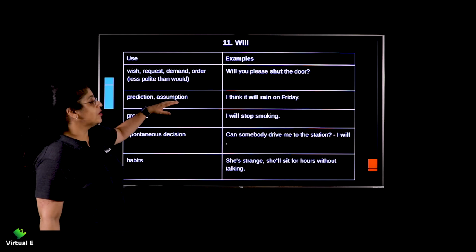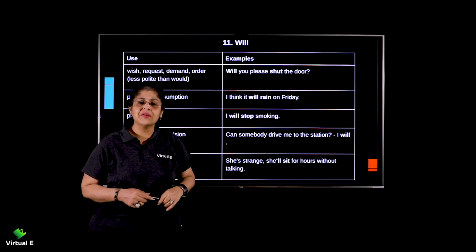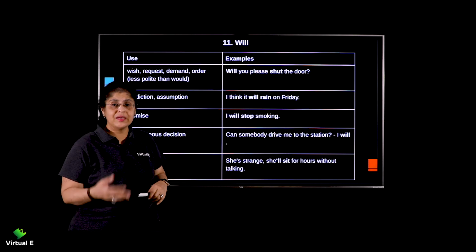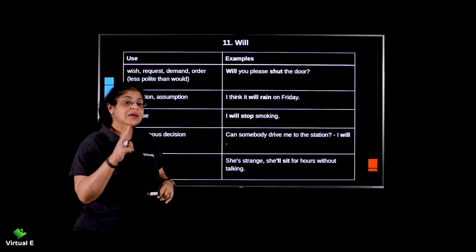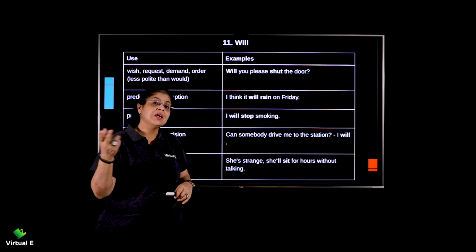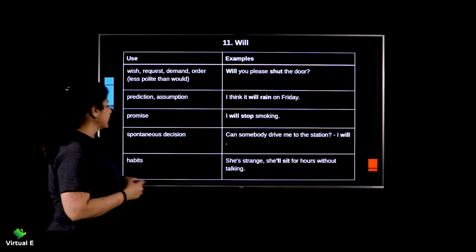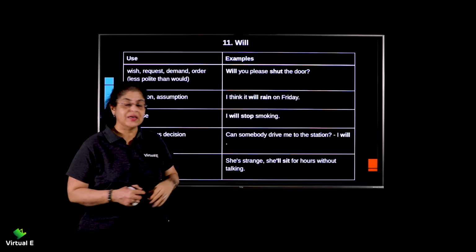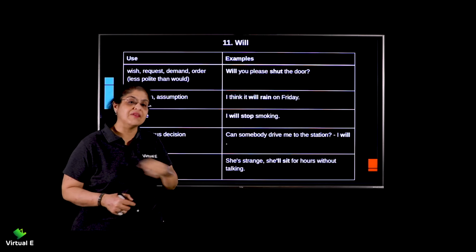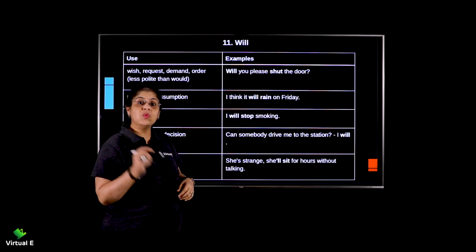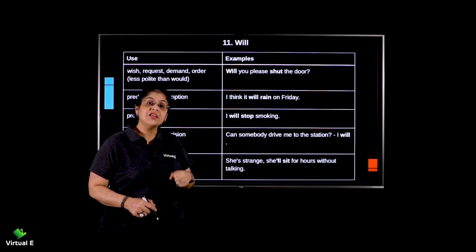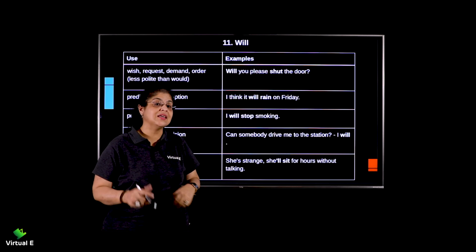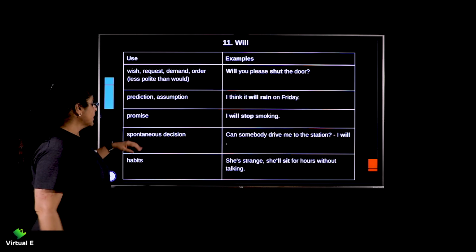It is a prediction or an assumption. I think it will rain on Friday. It will, it might. Again, like I told you, there is a possibility where 2, 3 modal verbs can come in the same blank. Promise, I will stop smoking. It gives you a definite thing. I will definitely do it. Yes, I will be the topper. You're very sure about it. There's a definite thing. That's the reason you're saying will.